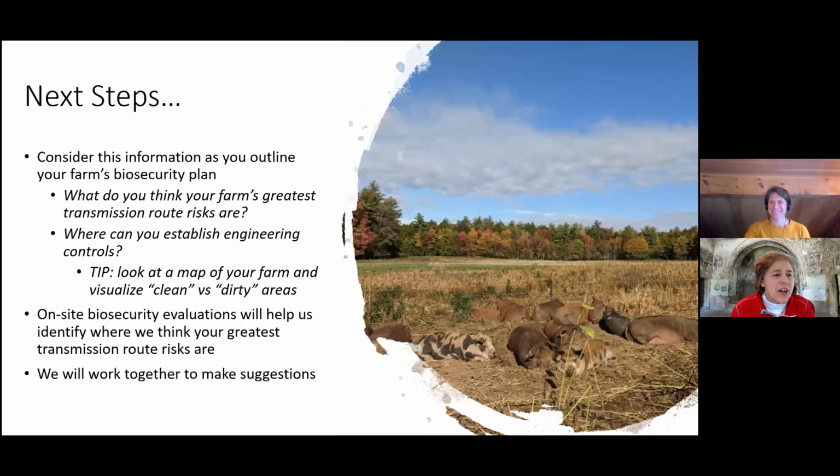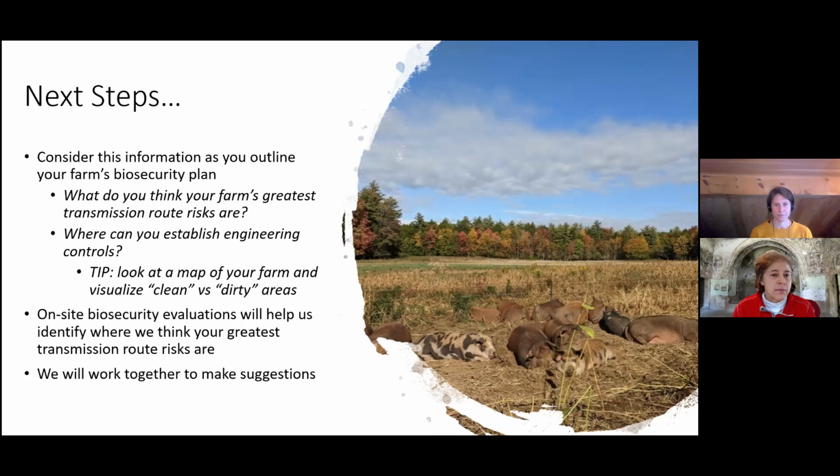Thanks, Carol. So we've completed all that we want to cover in these two parts. There's obviously a lot more to cover, but we wanted to give you some tools and information you could use. So what we'd like you to consider is, from what you've learned, what do you think your farm's greatest transmission risks are? So at the beginning, in part one, you learned about making a map. You know, where are people, where are animals, where are visitors, trucks, deliveries coming into your farm?